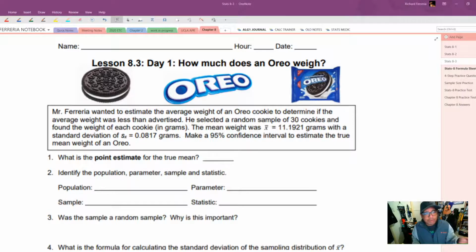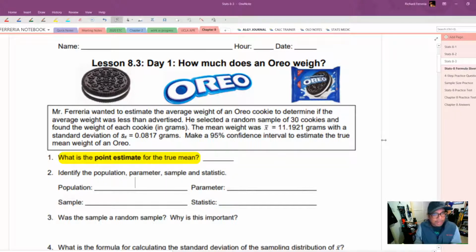So Mr. Ferreira wants to estimate the average weight of an Oreo cookie to determine if the average weight was less than advertised. He selected a random sample of 30 cookies and found the weight for each cookie. The mean weight for the sample of 30 was x bar equals 11.1921 grams, with a standard deviation of Sx equals 0.0817 grams. Make a 95% confidence interval to estimate the true weight of an Oreo cookie.